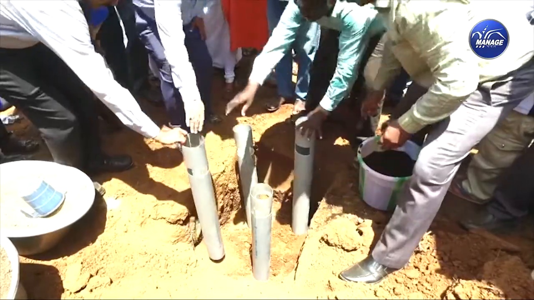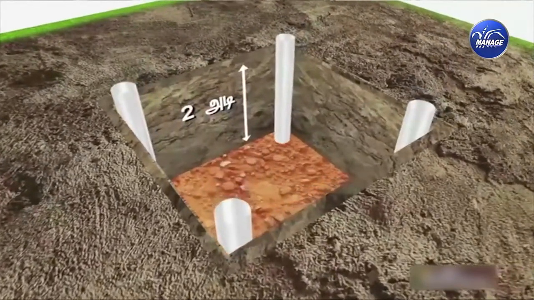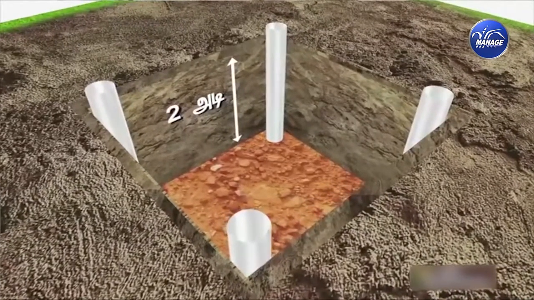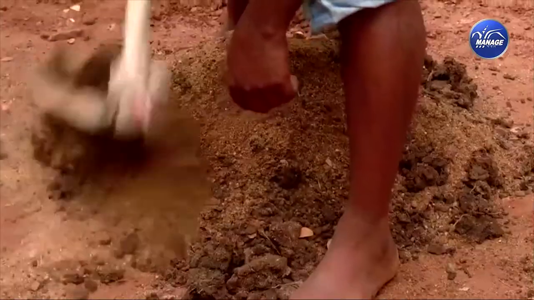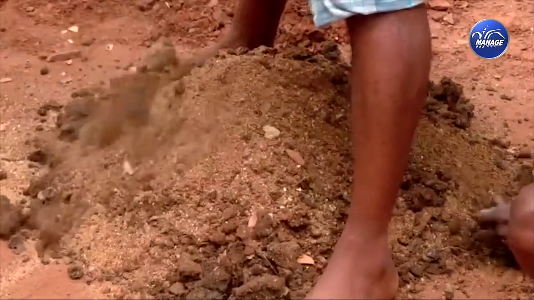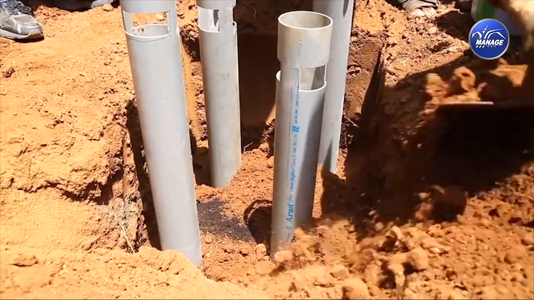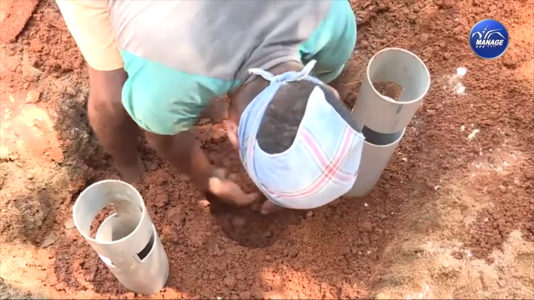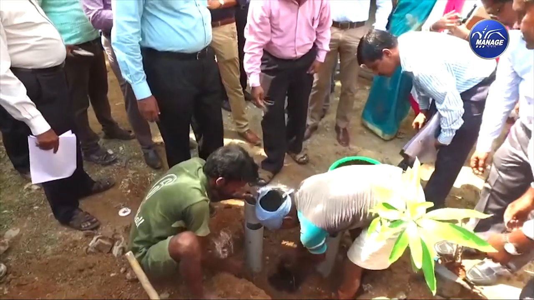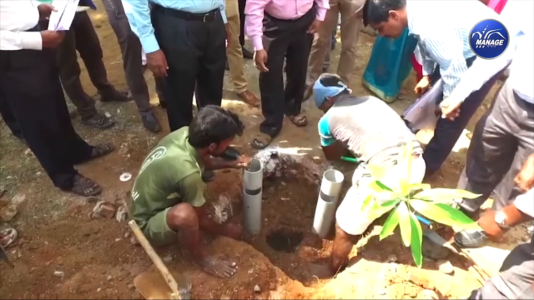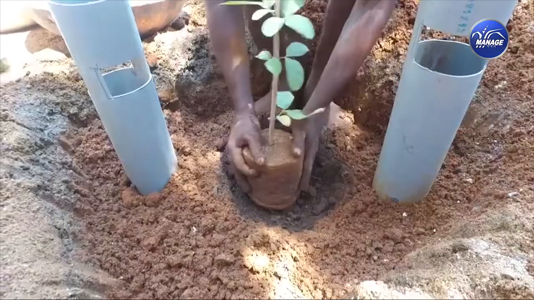Later, four PVC pipes with 4-inch diameter may be placed above the holes and in the pit, as shown in the picture. Sieved vermicompost or organic manure is mixed with the dugout soil, and 3/4 of the pit must be filled. Then a small pit must be made as shown. The pit is filled with 2 handfuls of unsieved vermicompost or organic manure, and the sapling is planted.